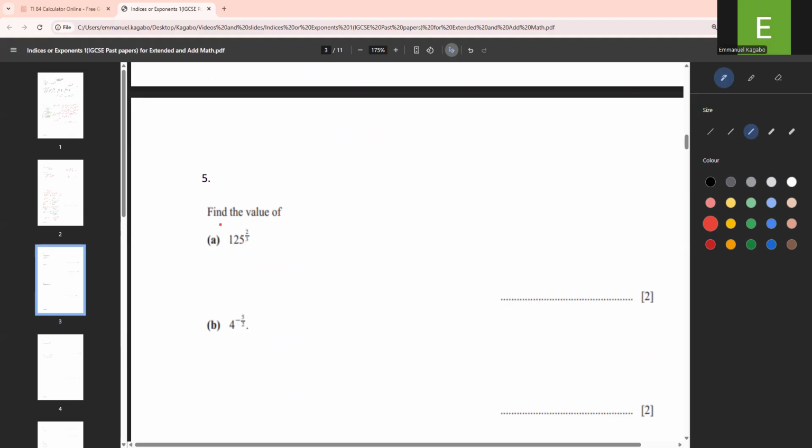Next question, find the value of this, okay? Again, here I would like to express, this is 125. It can be written as 5 power 3, all of this power 2 over 3. So, which means I'll get 5 power 3 times 2 over 3, and then this cancels out with that, then the final answer will be 25, okay?